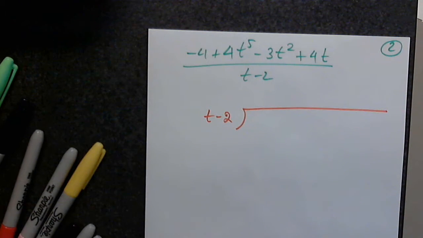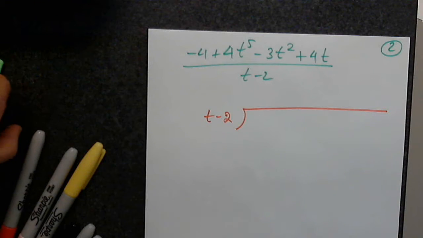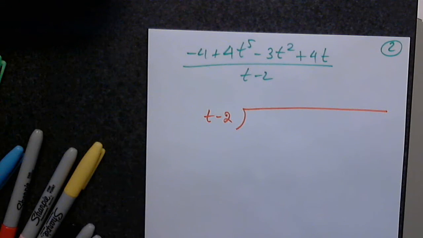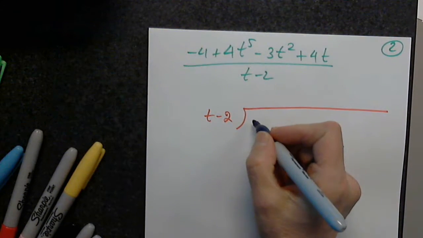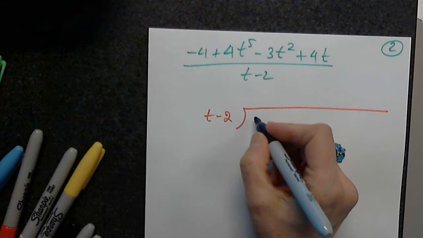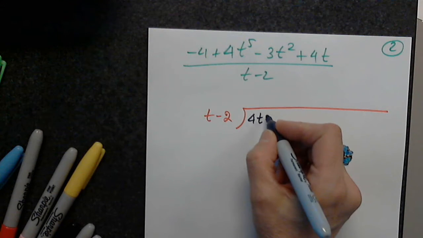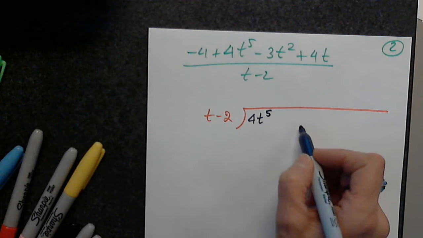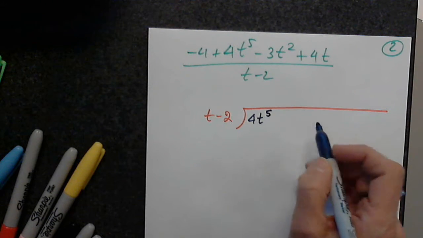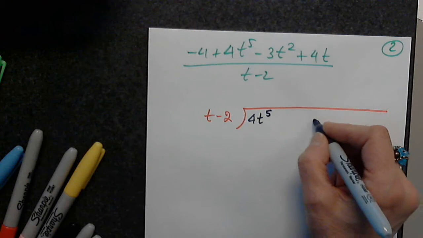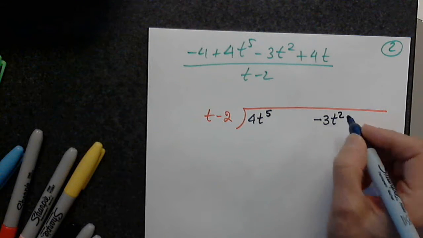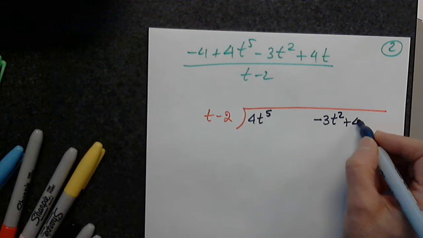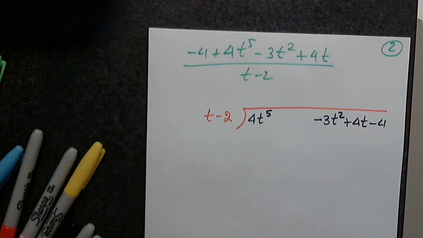Can anyone dictate just this polynomial, that is the numerator? And I'll just put it in. t raised to the power 5. Very good. Minus, space, minus 3t squared, awesome. Plus 4t. Very good. Minus 4. That's it. This is the correct descending order form for the numerator. Good.